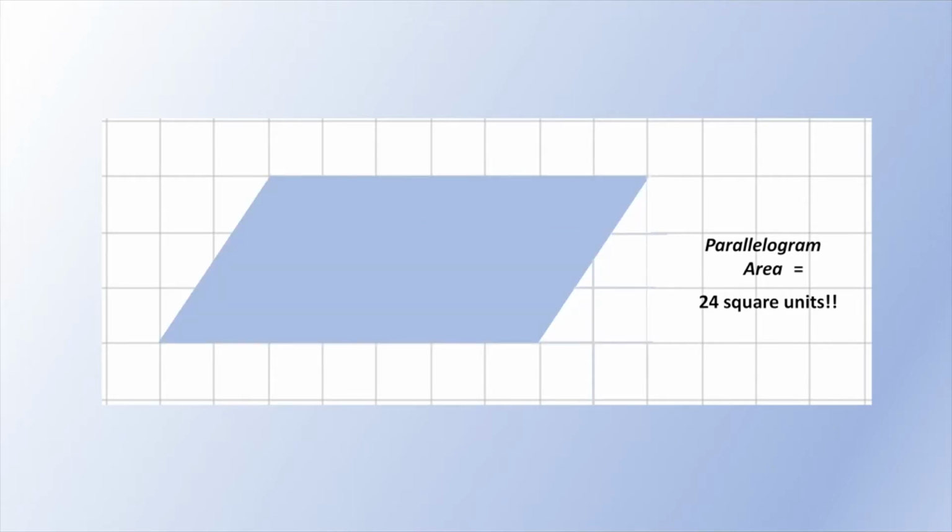More importantly, we can calculate the area of this rectangle using any one of our four approaches, like counting the unit squares. Doing this gives us that our rectangle has an area of 24 square units. And likewise, so does our parallelogram.